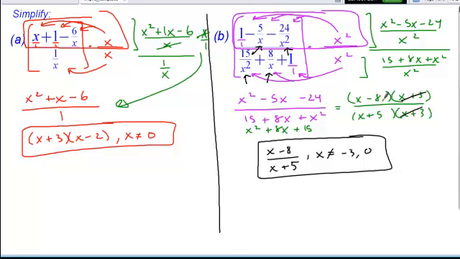Again, remember the advantage to this method up here, treating each one as a complex fraction, is that you'll be able to see all the domain restrictions more easily versus this LCD method, where you have to go back in and look for the additional domain restrictions.